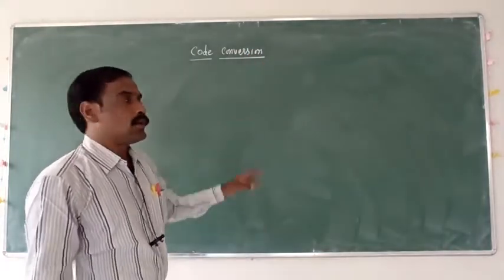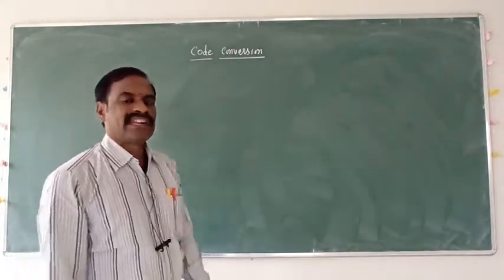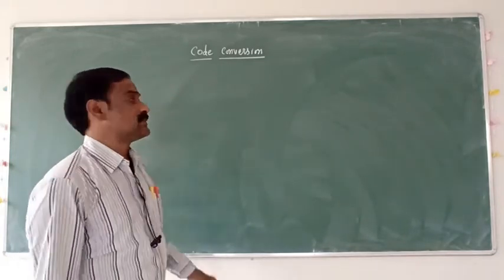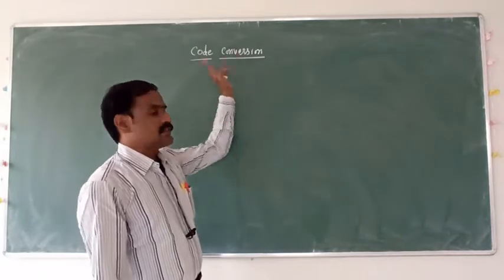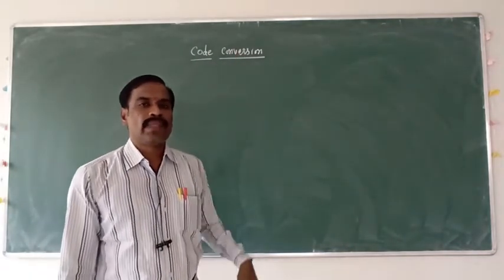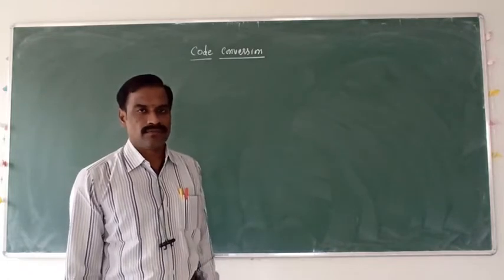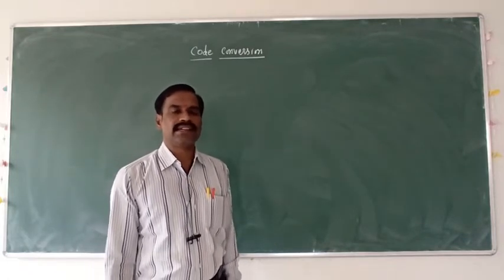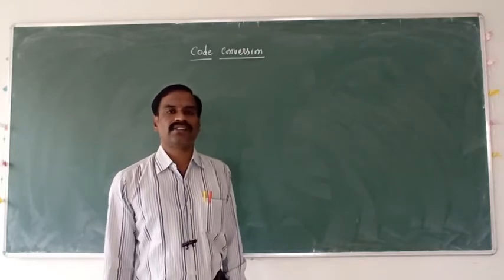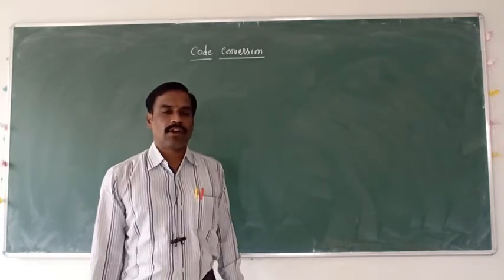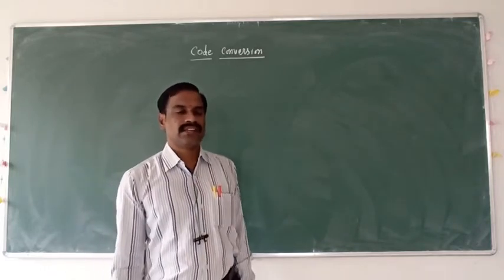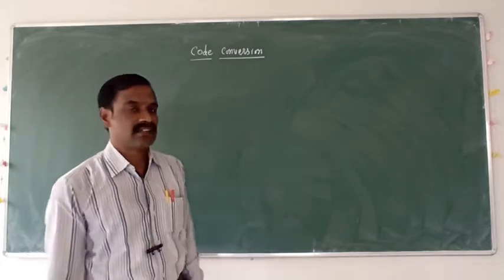Here, code means numbers: decimal, octal, binary, hexadecimal. Conversion means converting one form of code into another form of code. Suppose we convert decimal to binary, binary to octal, or octal to hexadecimal. Converting one form of code into another form of code is called code conversion.